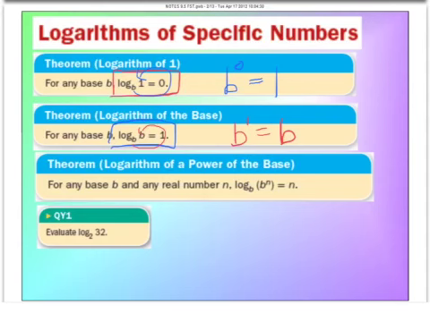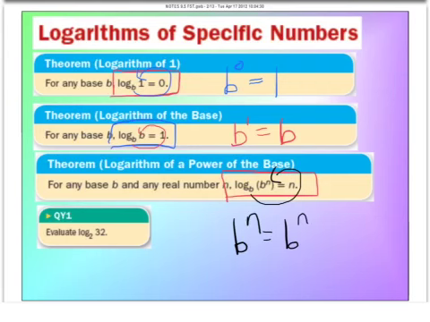The other thing you want to take away from here is the power of the base. If you take a look at this, it says log base b of b to the n is equal to n. Well, again, I'm just going to rewrite it. B to this power is that. So b to this power is b to the n. It should make sense that the answer here is going to be n.